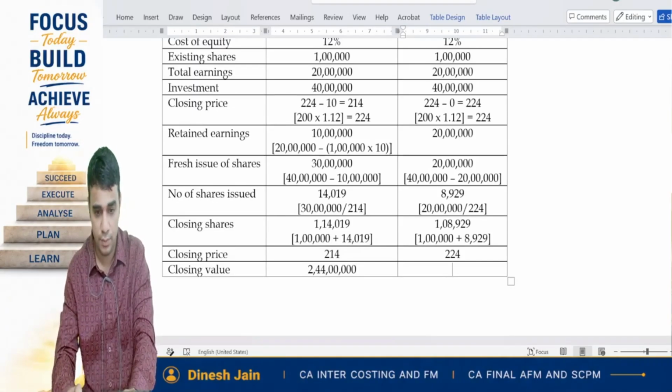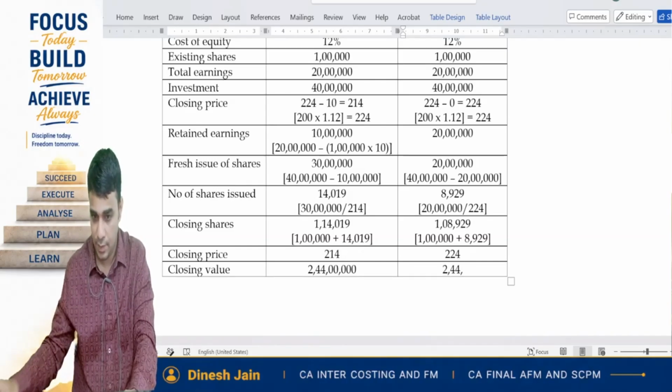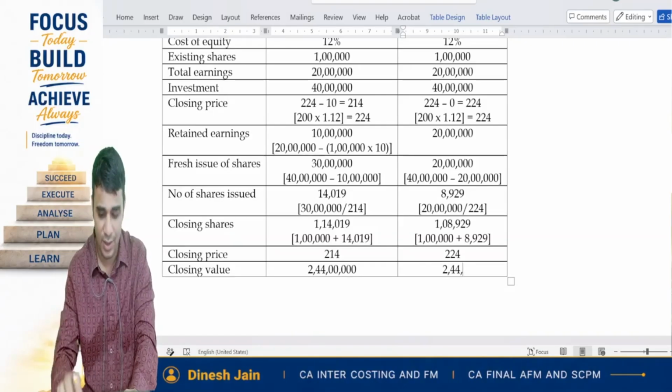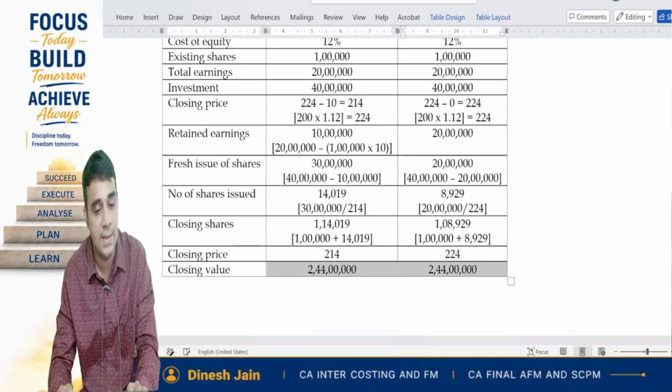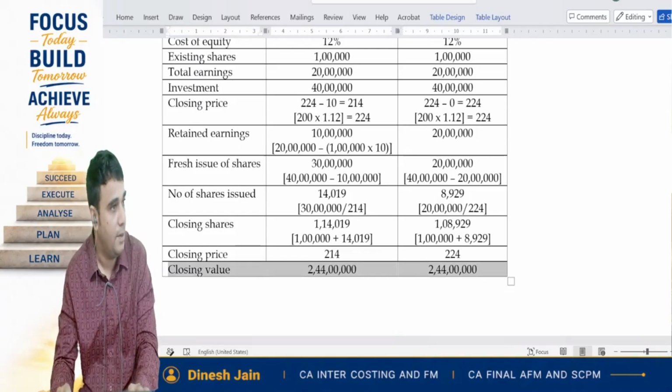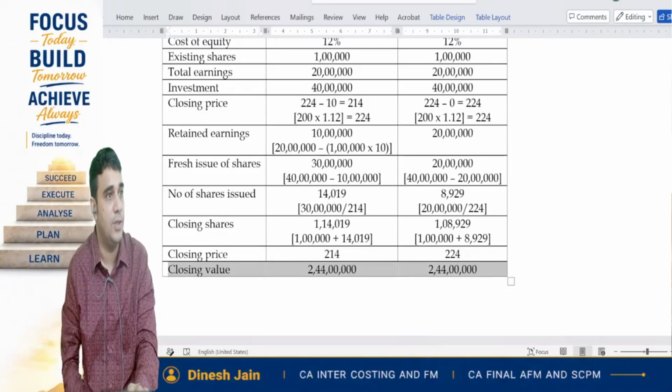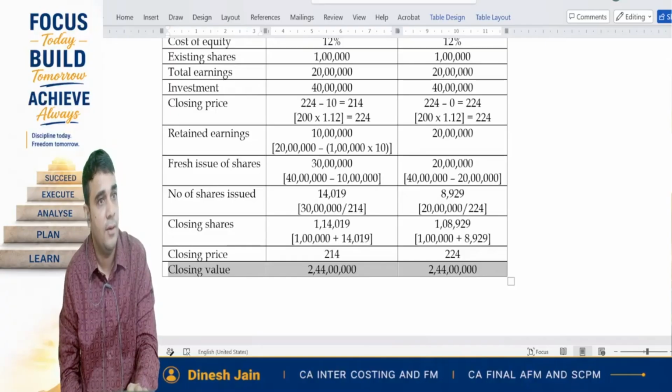2 crore 44 lakhs 96. Ignore that 96. Okay, rounding off. You did the round off. So what he said is, whether you pay dividend or you don't pay dividend, value is anyway going to remain the same.